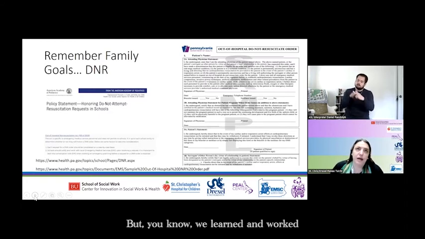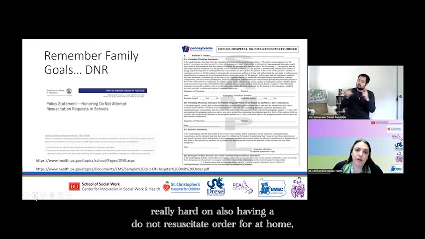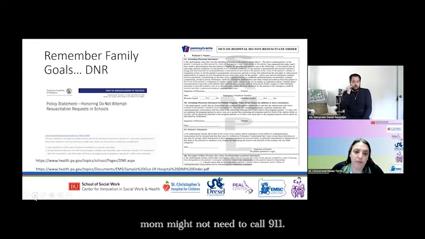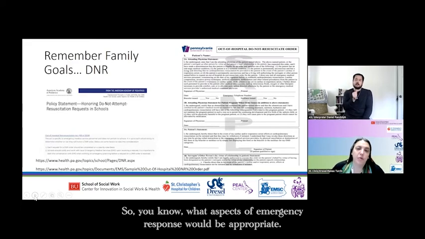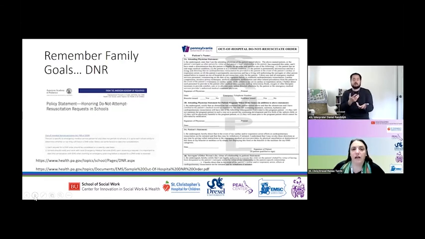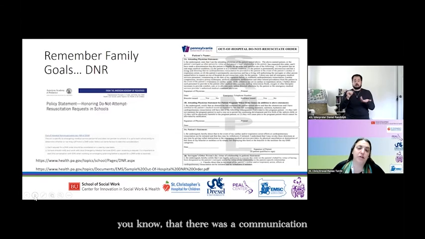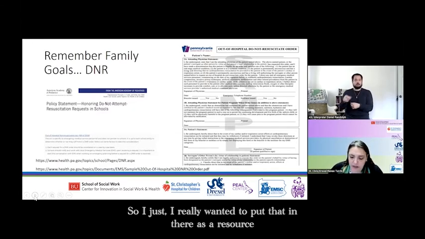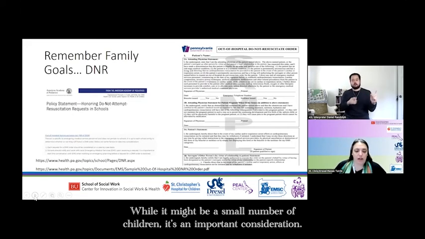But we learned and worked really hard on also having a do not resuscitate order for at home, which really is helpful, because mom might not need to call 911. So, what aspects of emergency response would be appropriate? Mom was very concerned about this, especially when the child wasn't in her care, that there was a communication plan for emergency responders around DNR. So I really wanted to put that in there as a resource and something to consider. While it might be a small number of children, it's an important consideration.